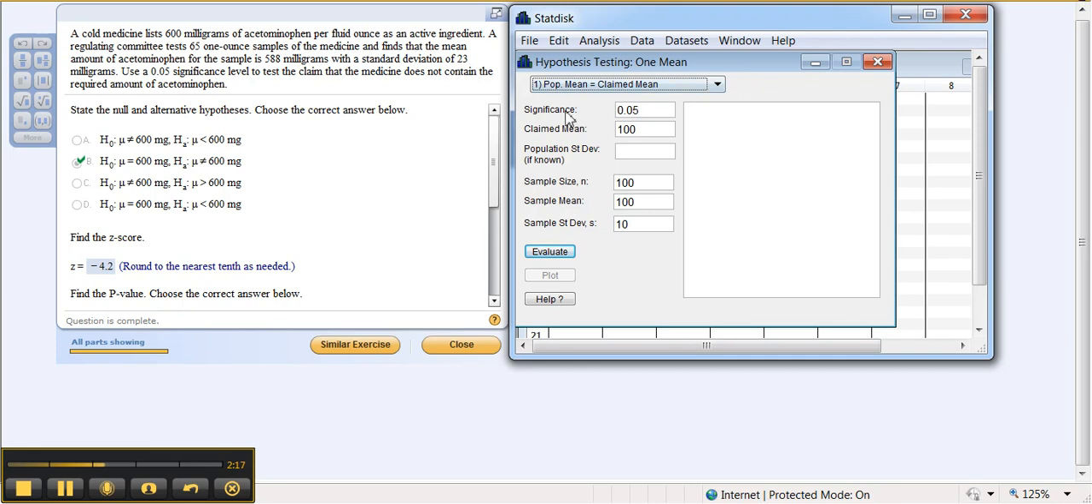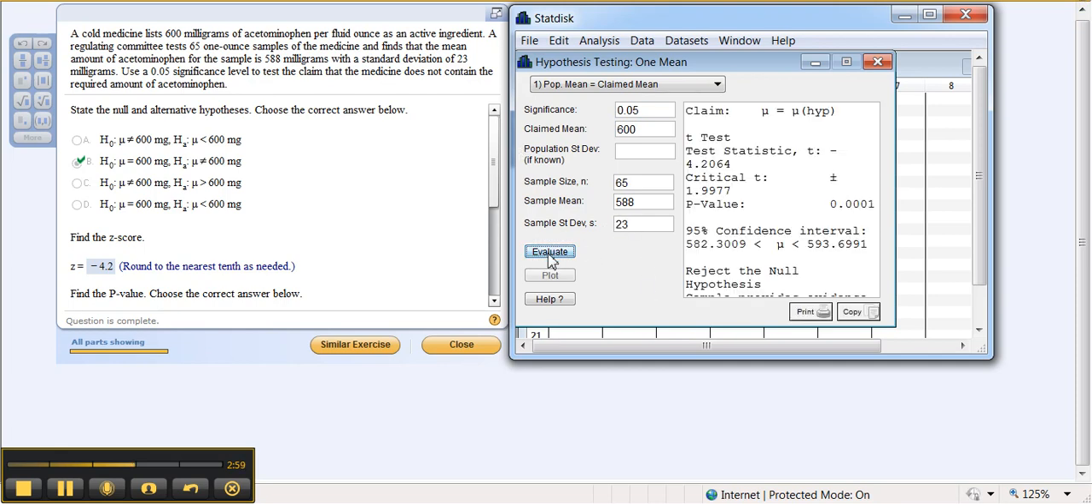The significance level is given at 5%, so we type in 0.05. And we put in our claimed mean first here, it's 600. That's what we're testing. We don't know the standard deviation for the population. Sample size is given here. Again, there were 65 1-ounce samples collected, so we're going to put in 65. The sample mean is given here at 588. And the sample standard deviation is 23. Again, that's given in the problem.